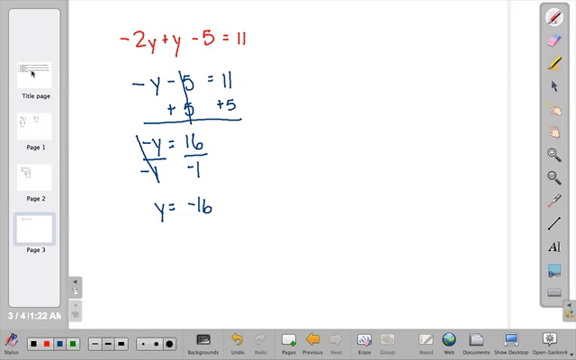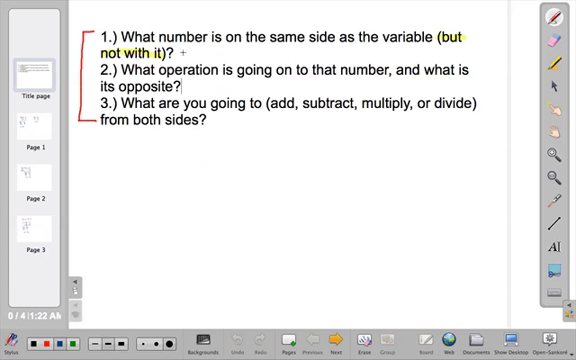So when you're working through multi-step equations, it's important to keep these 3 questions in mind. And if you ever get stuck, just keep working your way through these 3 questions.